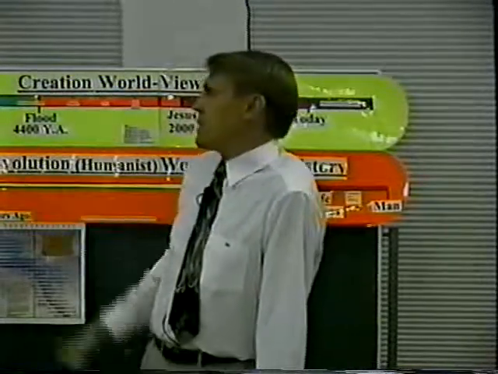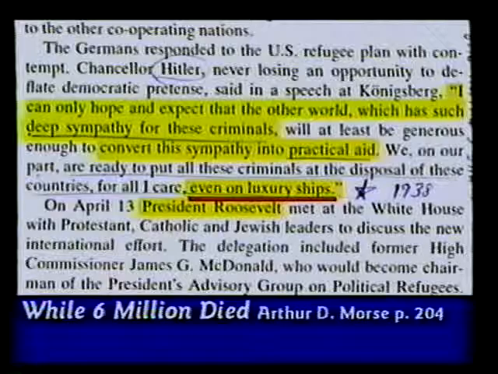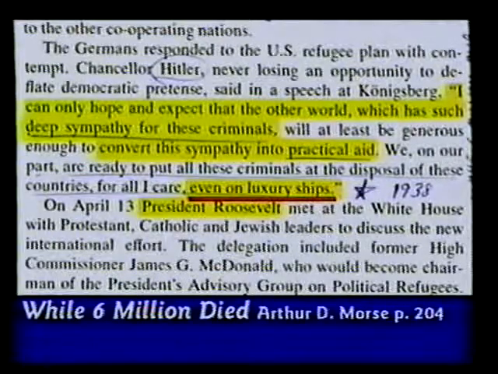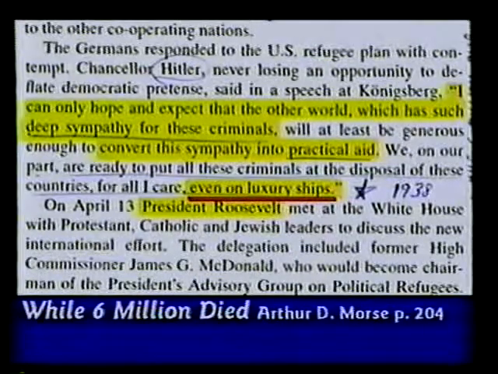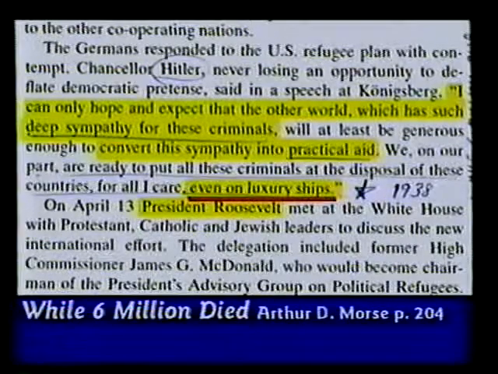he was trying to make people realize the Jews are inferior. He said in a speech, "I can only hope and expect that the other world, which has such deep sympathy for these criminals," notice he called the Jews criminals. You know what their crime was? Breathing air that belonged to Germans. Eating food that belonged to Germans. Taking up space that belonged to Germans. After all, they're inferior. They're taking up our space, eating our food, breathing our air. That's why he thought they were criminals.